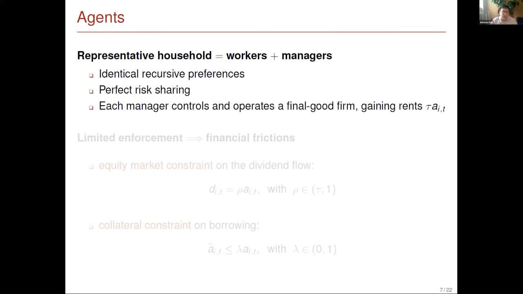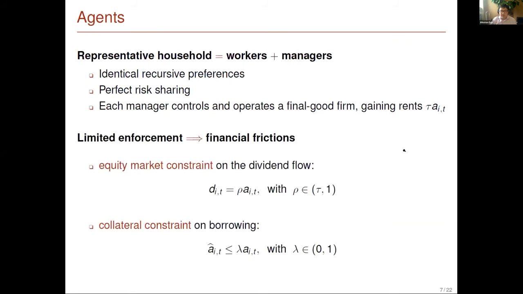Now the agents: we have workers and managers. They are identical, have recursive preferences, and can perfectly share risk. Each manager controls and operates the final goods firm, gaining rents tau times A_IT. Because of time, I cannot go into details, but we can endogenize these two financial frictions. One is the equity market constraint, which means the manager has to pay out rho times A_IT each period to the shareholders. The other is how much they can borrow or lease capital from other firms. This K_IT hat is bounded from above by lambda times A_IT, like a standard collateral constraint.